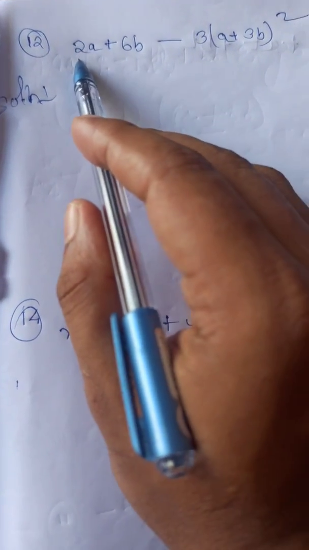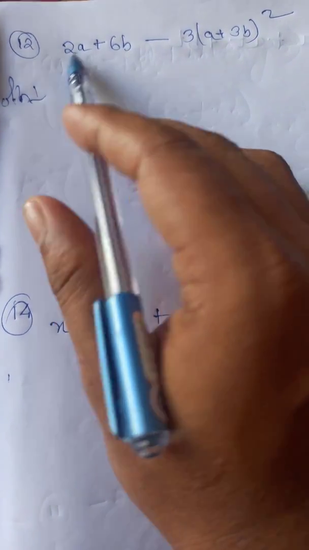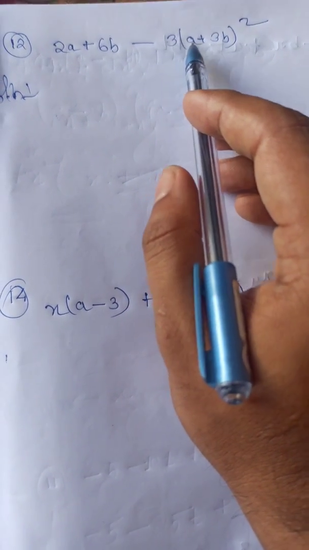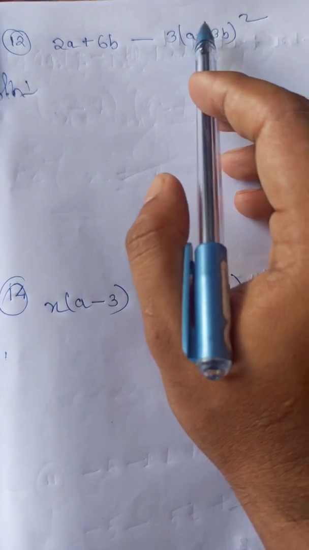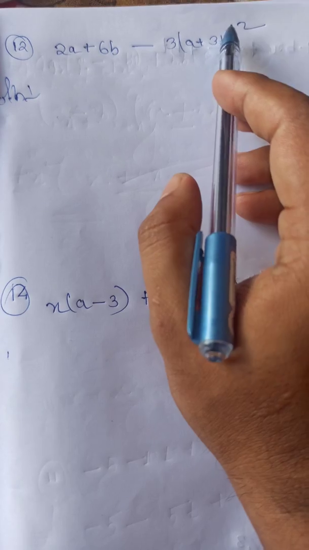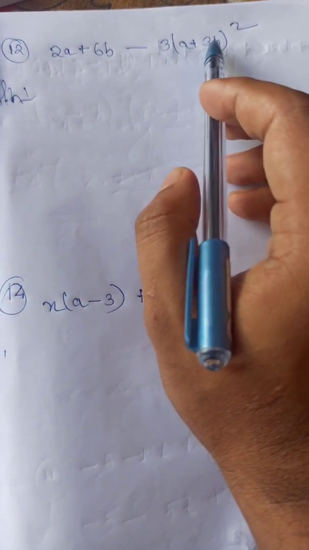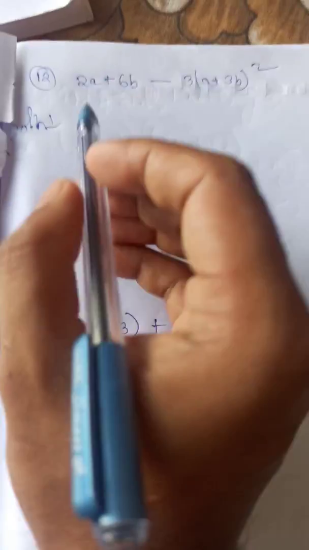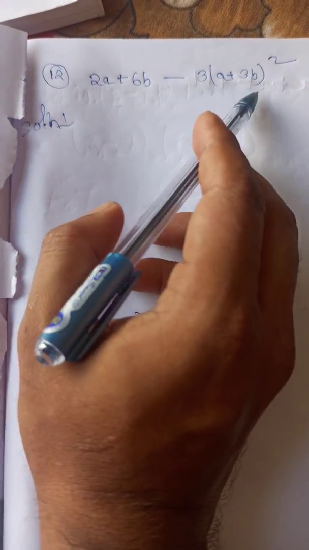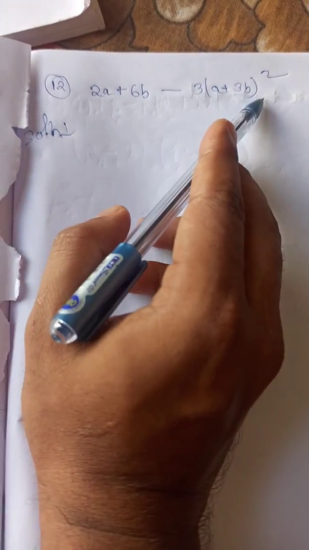So here you can see, in the first two terms there is no bracket, but minus 3 into (a plus 3b) whole square. So in the third term you can see there is a bracket, that is after 3 into, right? So what will you do here? We cannot take anything common from three terms. Nothing is common in all three terms.